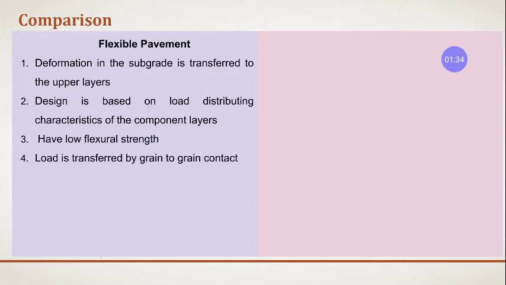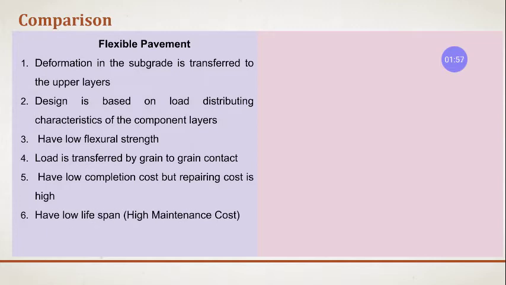Next, the load is transferred by grain to grain contact, right? The transfer of loading is grain to grain contact. Next, it has a low completion cost but the repairing cost is high. Okay, the initial cost you can say is very less, but the maintenance cost is very high. It has a low lifespan and high maintenance cost, and the lifespan is around 5 to 10 years.